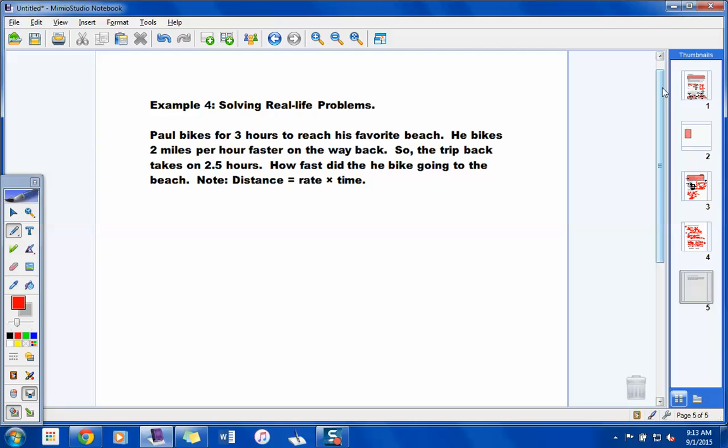All right. Paul rides a bike for 3 hours to reach his favorite beach. He bikes 2 miles per hour faster on the way back, so the trip back takes only 2.5 hours. How fast did he bike going to the beach? All right, I'm going to draw a little picture here.